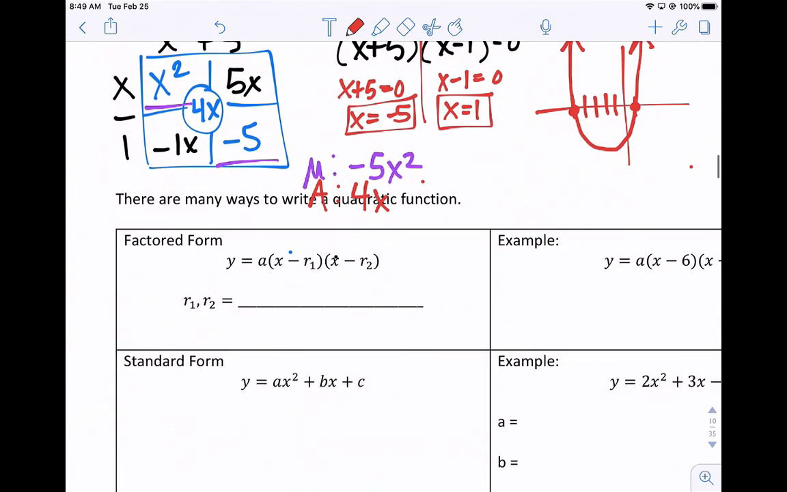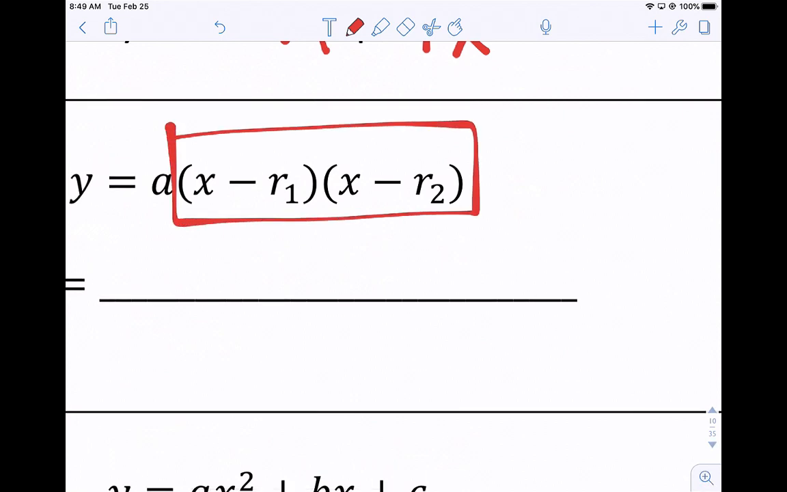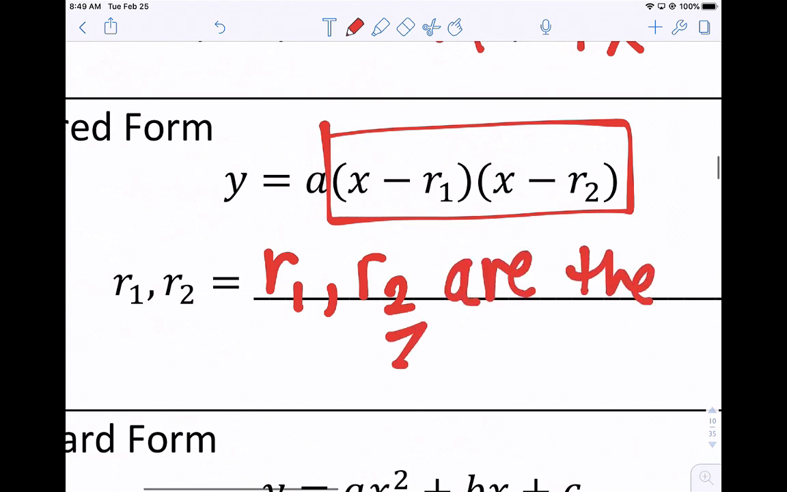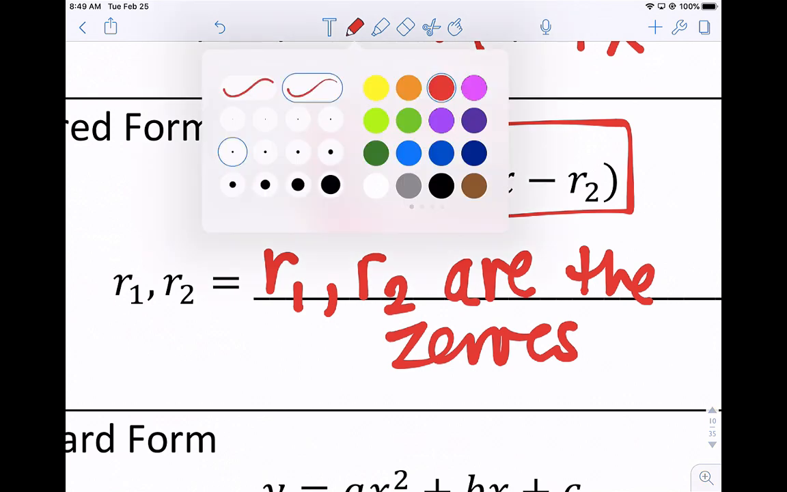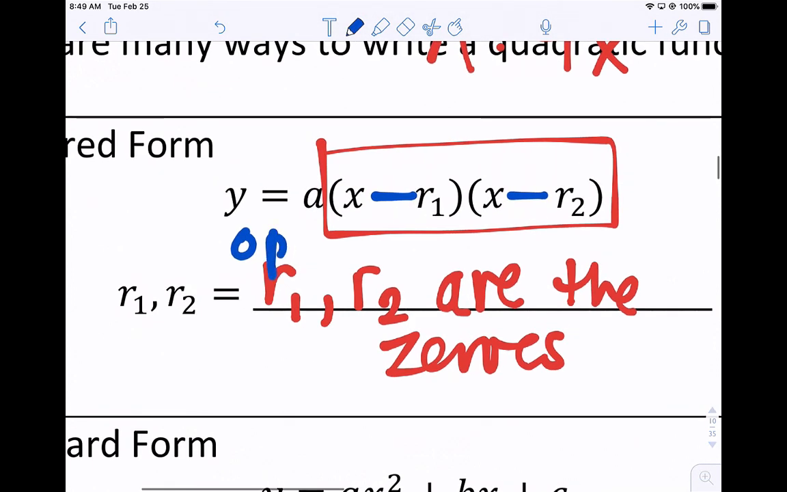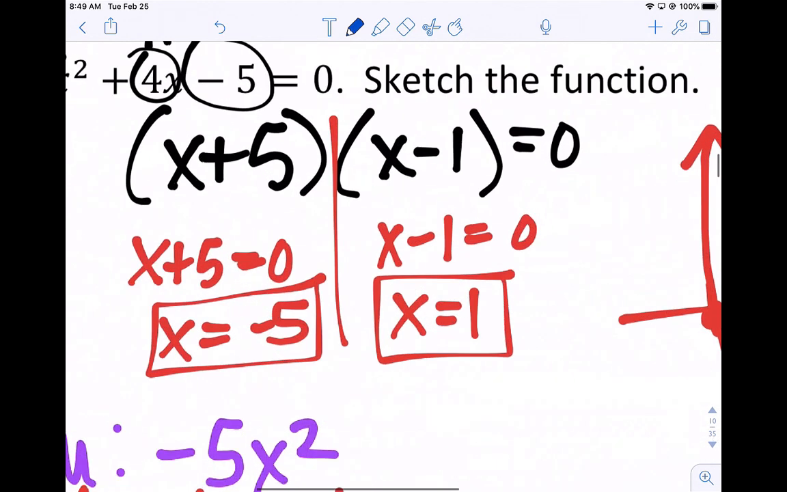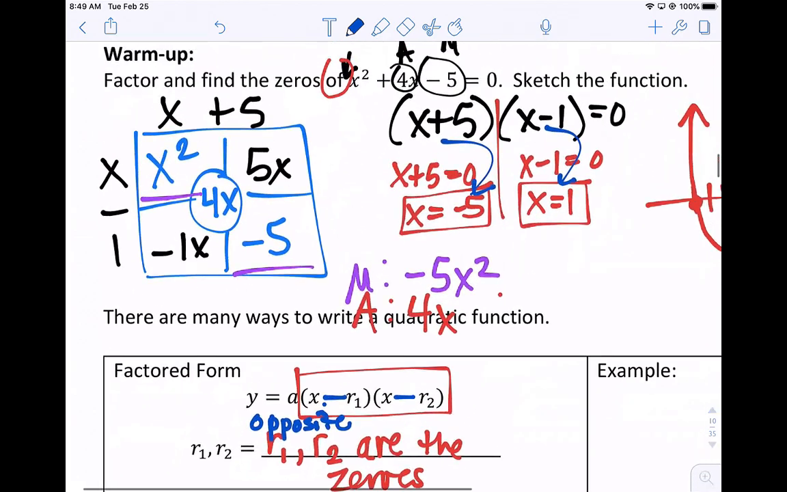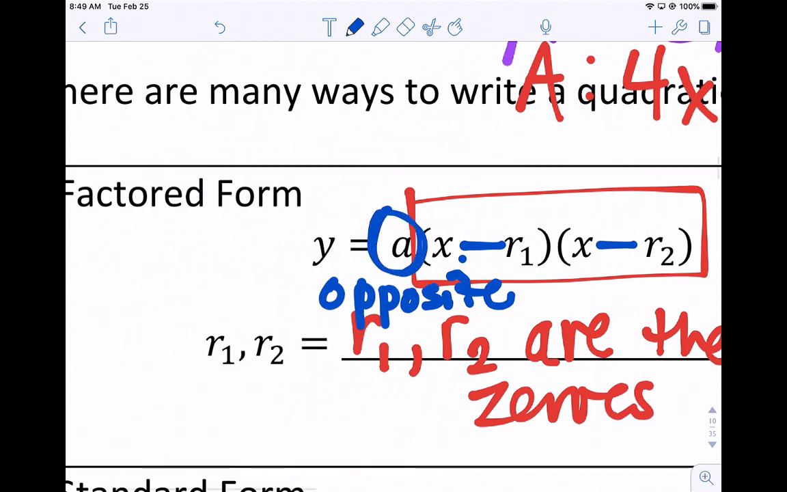There are many ways to write the quadratic function. One is in factored form. In factored form, again, this would give us the zeros. R1 and R2 are the zeros. And we could say the opposite of, because of these negatives right here. So for example, the plus 5, the 0 was negative 5. The minus 1, the 0 was positive 1. So that's what I mean by that. Those are the zeros. The a value is the number in front.